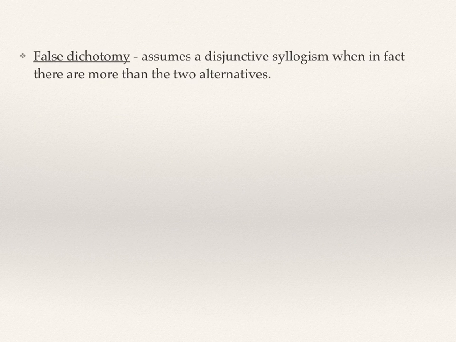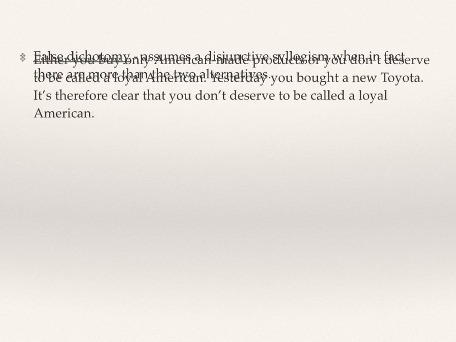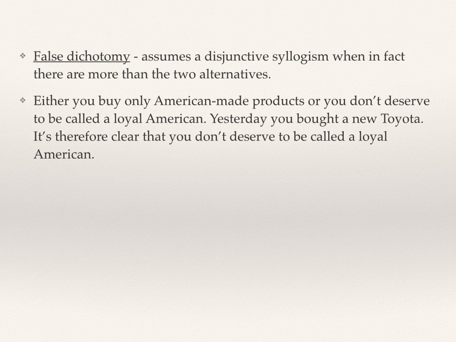Next one is false dichotomy. It assumes a disjunctive syllogism when in fact there are more than two alternatives. So for example, either you buy only American-made products or you don't deserve to be called a loyal American. Yesterday you bought a new Toyota. It's therefore clear that you don't deserve to be called a loyal American. Clearly one can be a loyal American and buy a Toyota. It's assuming a disjunction where there really isn't one.